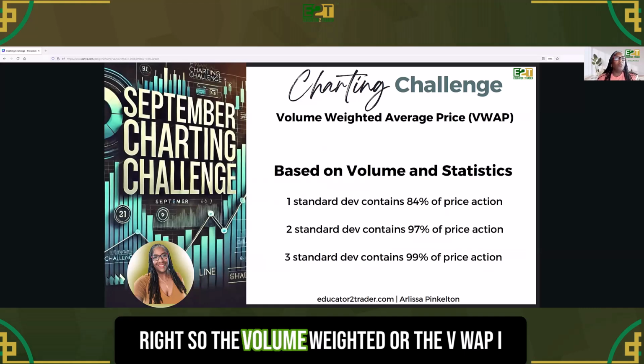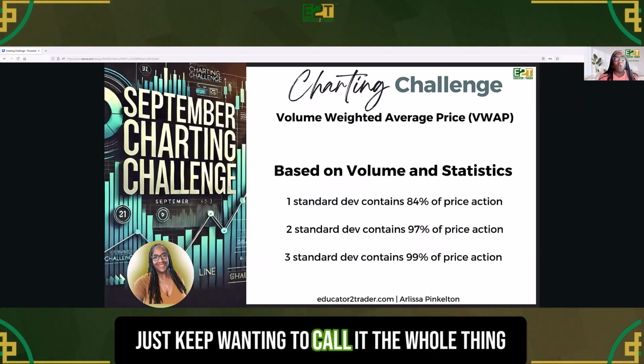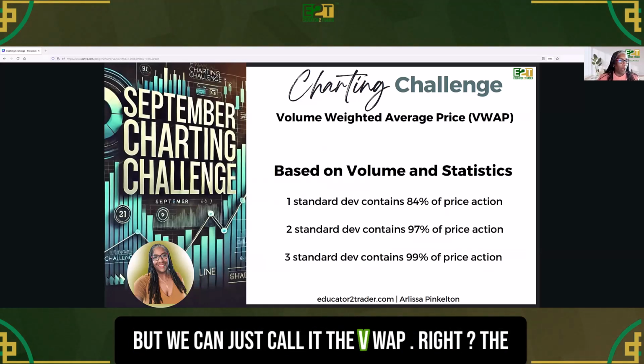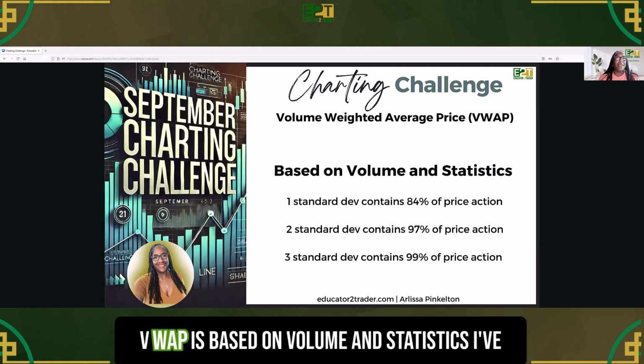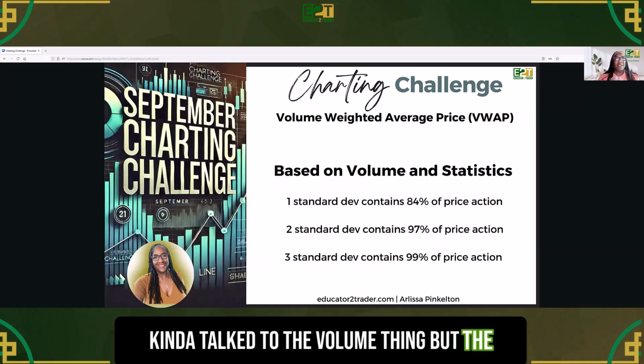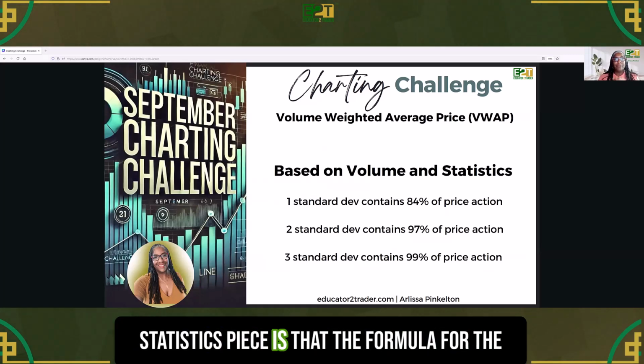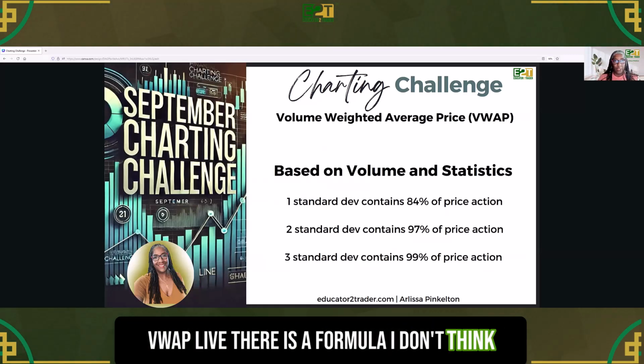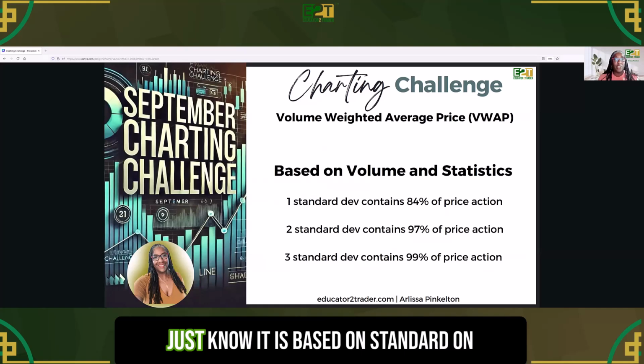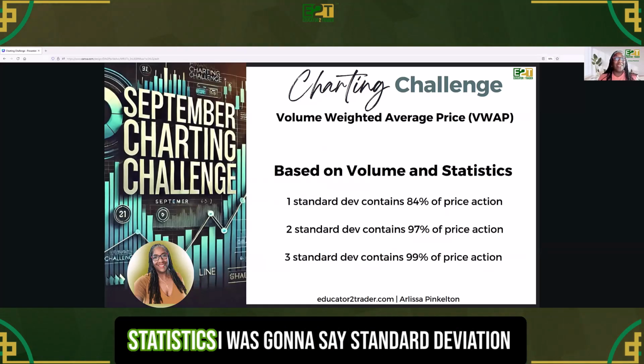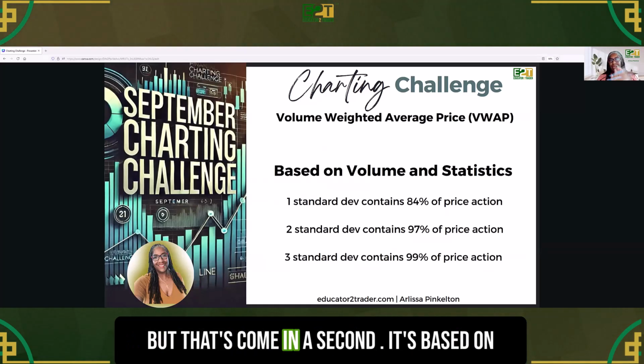So the volume weighted, or the VWAP, I just keep wanting to call it the whole thing, but we can just call it the VWAP, right? The VWAP is based on volume and statistics. I've kind of talked through the volume thing, but the statistics piece is that there is a formula for the VWAP line. I don't think y'all want me to get into the math of it, but just know it is based on statistics. I was going to say standard deviation, but that's coming in second.